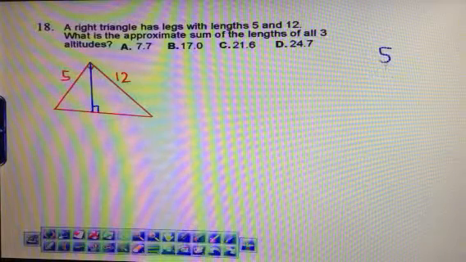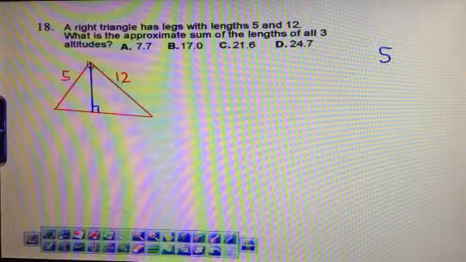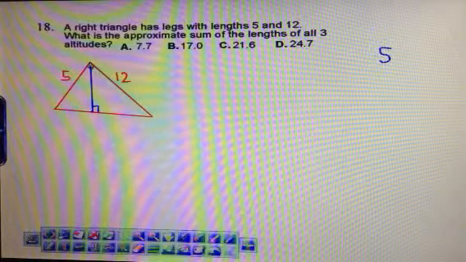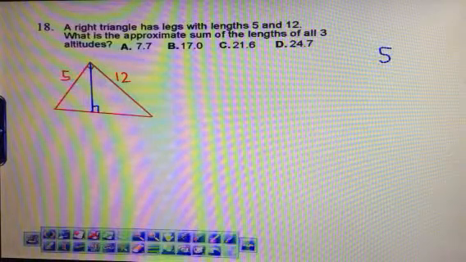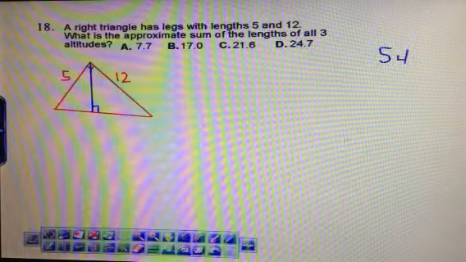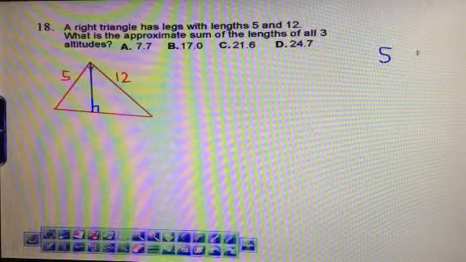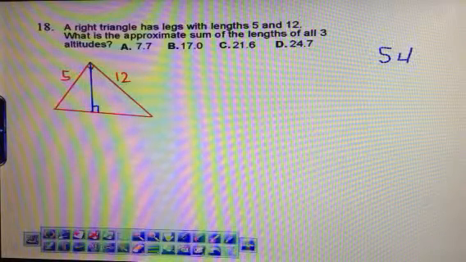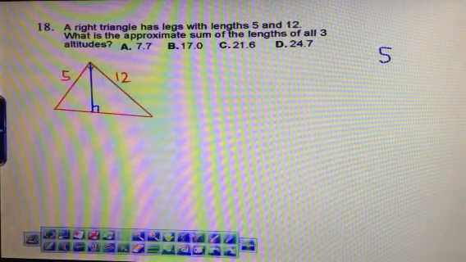So 5 is an altitude. 12 is also an altitude. It's perpendicular to a side and it goes through a vertex. So we're going to add 5, 12, and some other value. So we need to find this other altitude.